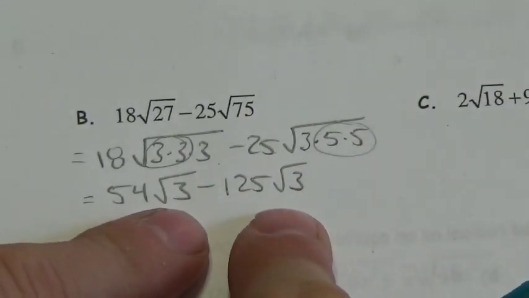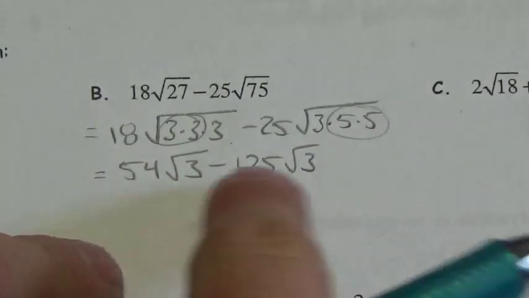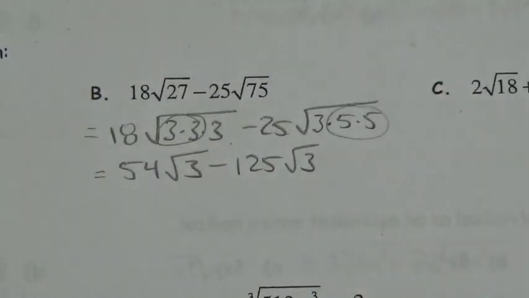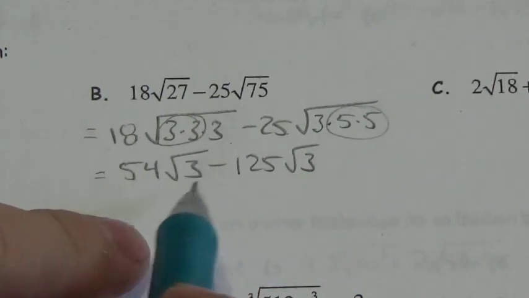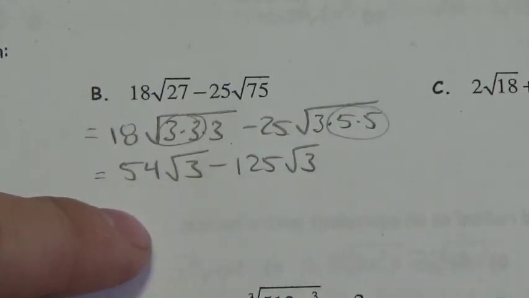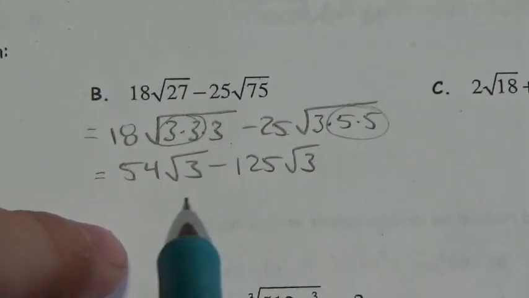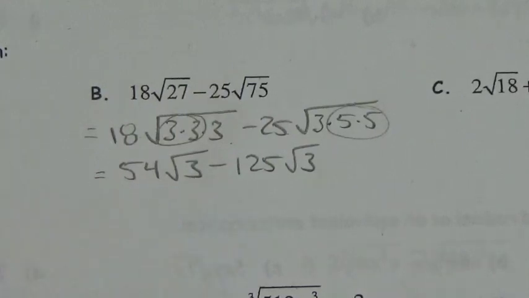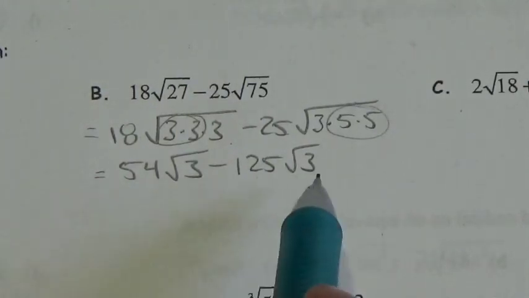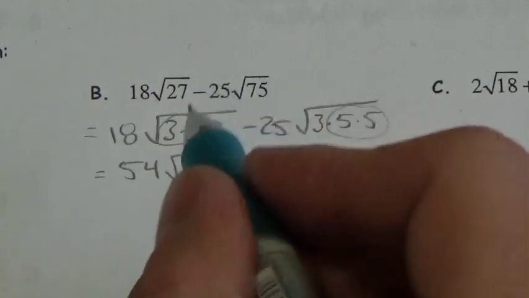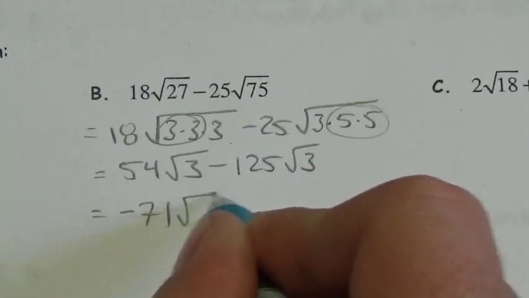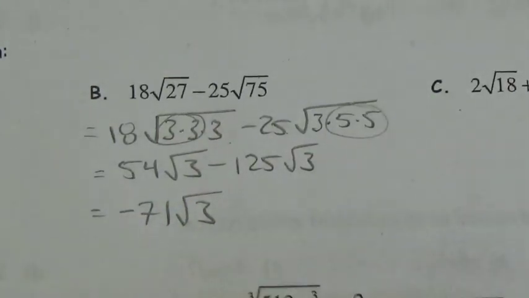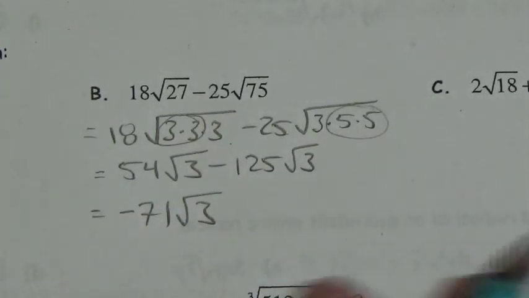Now look, after simplifying, there's a connection between these two. I still don't know what the square root of 3 is. But I do know that that root 3 and that root 3 are the exact same thing. So I've got 54 root 3's here, and I'm subtracting 125 root 3's here. 54 minus 125 is negative 71 root 3's. That's how many root 3's I've got left over. Don't go beyond that point. There's no reason to.